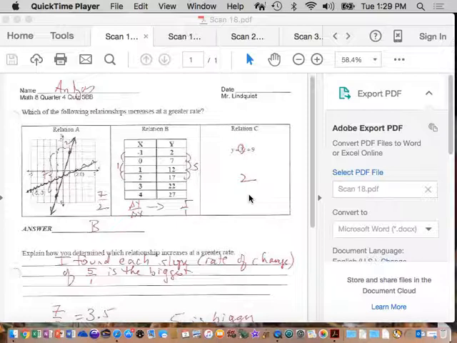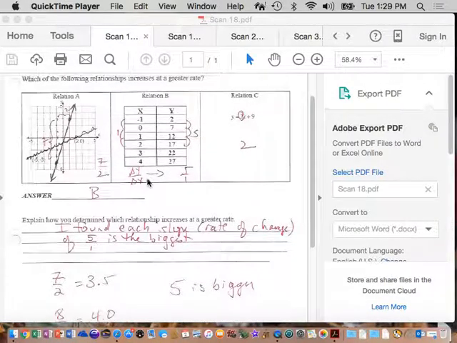Manny? For relation A, I got 7 over 2. I just converted it into a decimal. Like division. And did you get 3.5? No. 7 over 2 is 3.5. Okay. Now, we'll get to talk about that a little bit in just a minute.